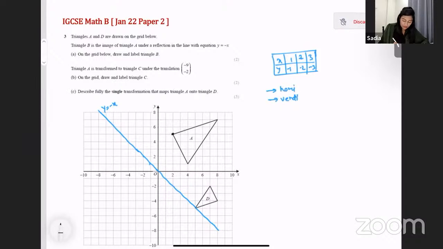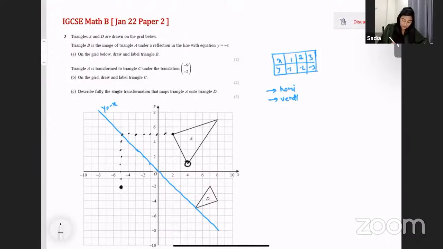If I start counting 1, 2, 3, 4, 5, 6, 7, I have moved 7 units horizontally. Next, to get the image of this point, I will move vertically 7 units. 1, 2, 3, 4, 5, 6, 7. So this is the point.